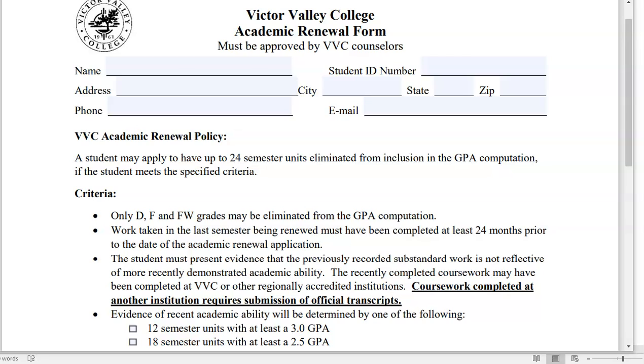Academic renewal is a process that will eliminate substandard grades from being included in the GPA calculation, but there are certain criteria in order for academic renewal to be approved. I'm going to go over how our GPAs are calculated so you have an understanding of that piece, and then I'm going to go over what the renewal is all about.